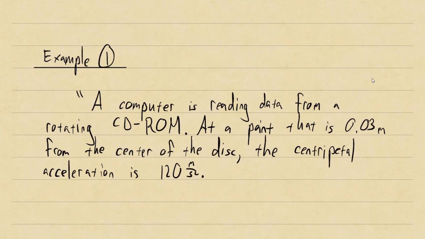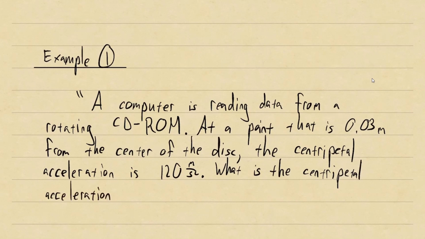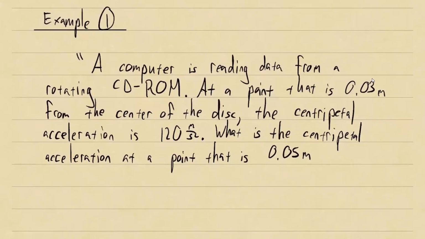What is the centripetal acceleration at a point that is 0.05 meters or 5 centimeters from the center of the disk?